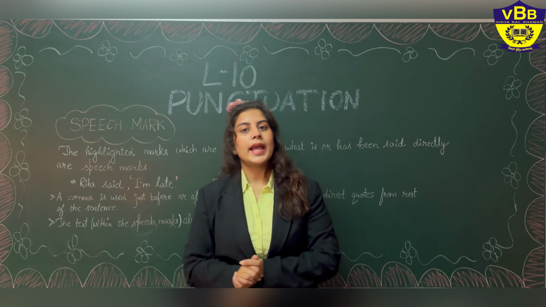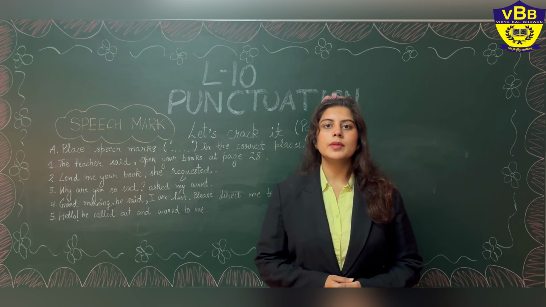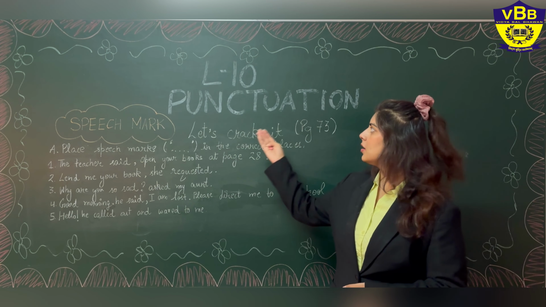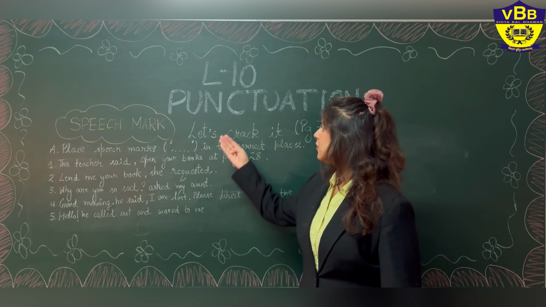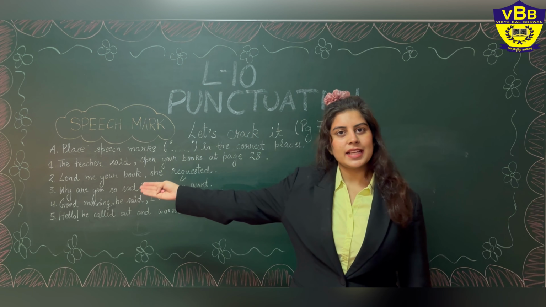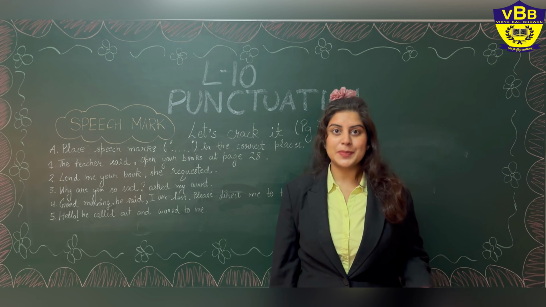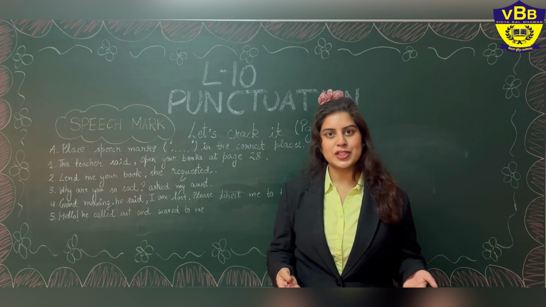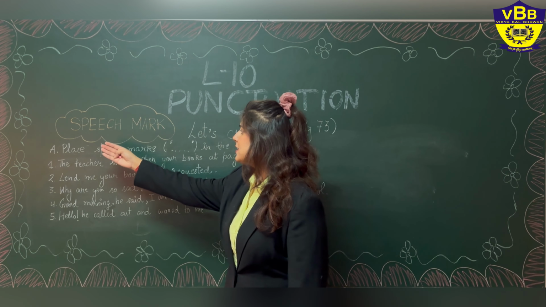Now we have to do the exercise. Let's get to it. So students, come to page number 73 of your Grammar Wise, chapter number 10, Punctuation. We are going to do the first exercise of Let's Crack It, exercise A. So what do you have to do in that? We have just learned speech marks, so this is a very easy exercise. You just have to put speech marks between the sentences.